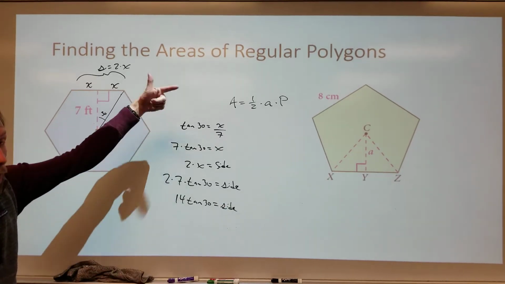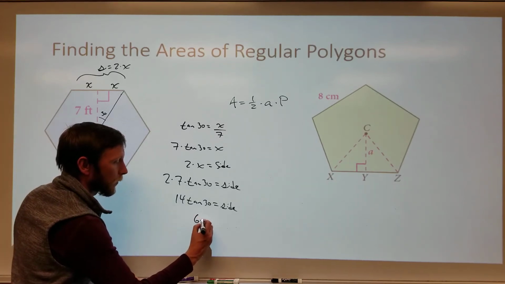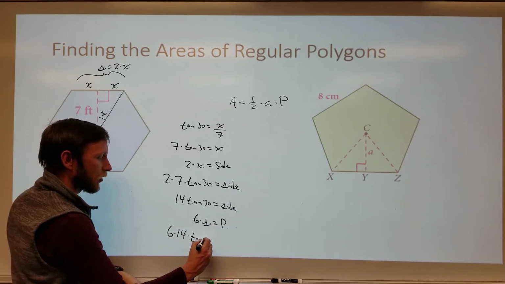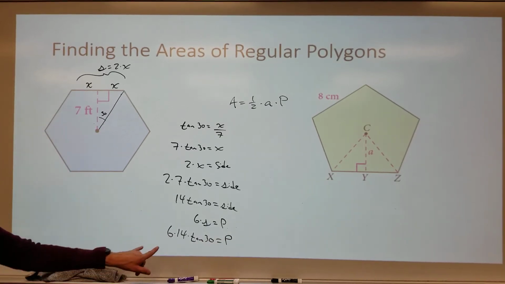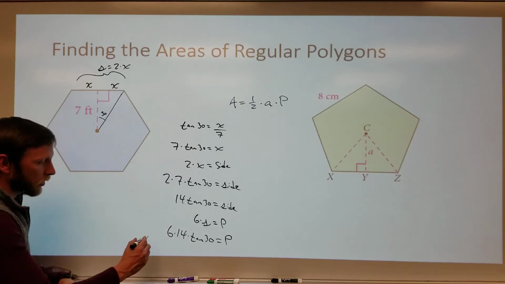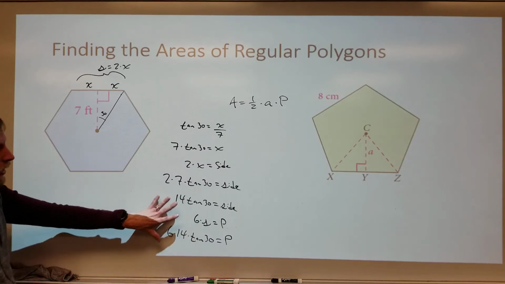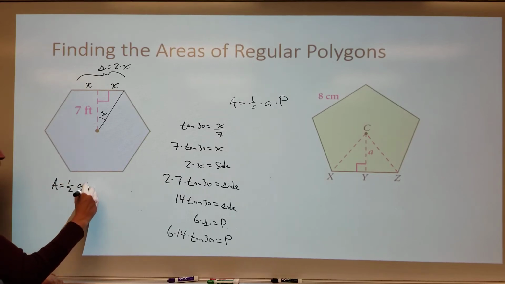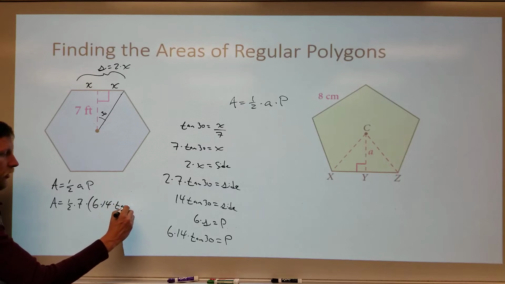But that is not the perimeter either. All of the sides are congruent, so we're going to take the number of sides times the side length to get the perimeter. 6 times 14 times the tangent of 30 is going to equal that perimeter. And so 6 times 14 is 60 and 24, which is 84. So the perimeter is 84 times the tangent of 30. Now we don't have to write all of that out. We can if we would like to, but the area is equal to 1/2 times the apothem times the perimeter, which in this case is 1/2 times 7, times the perimeter, 6 times 14 times the tangent of 30.